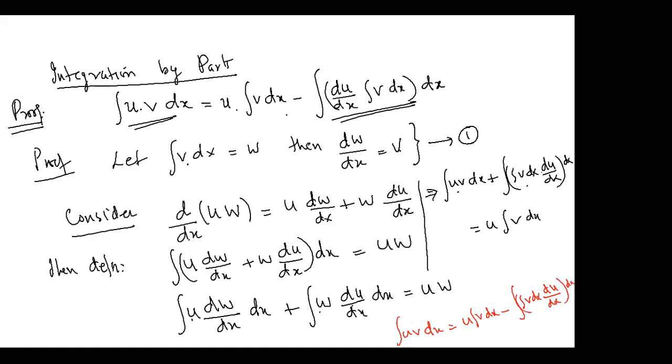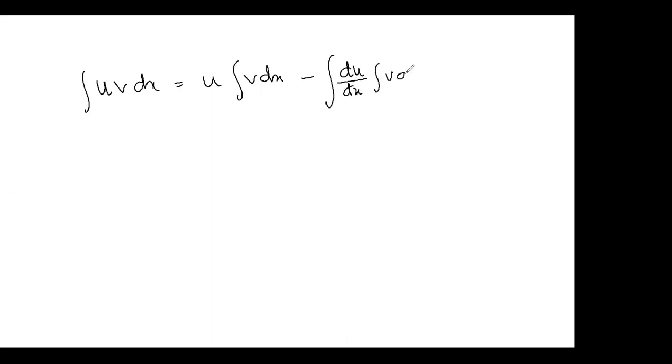Is this clear? Is it clear to you? Yes, sir. Now what I have written here is integral u v dx is u into integral v dx minus integral of derivative of u. In the proof, the derivative of u became second. That doesn't matter.